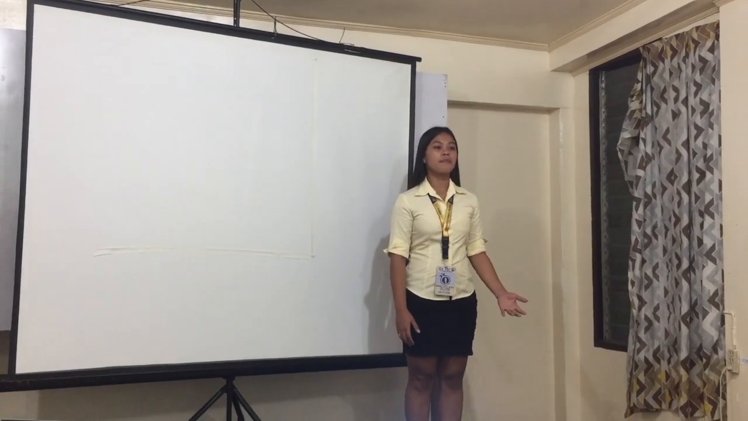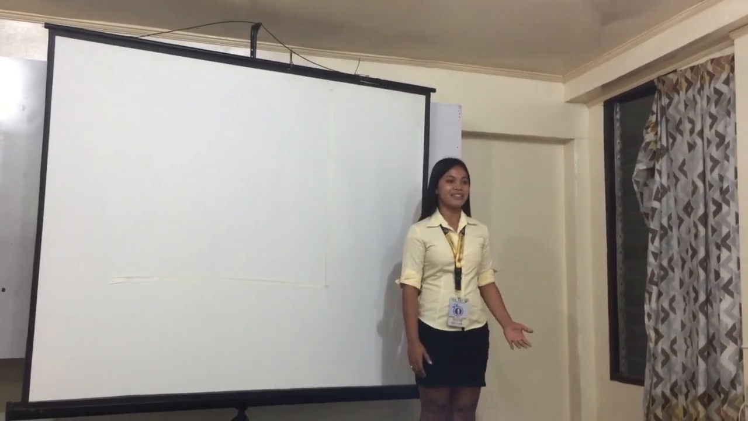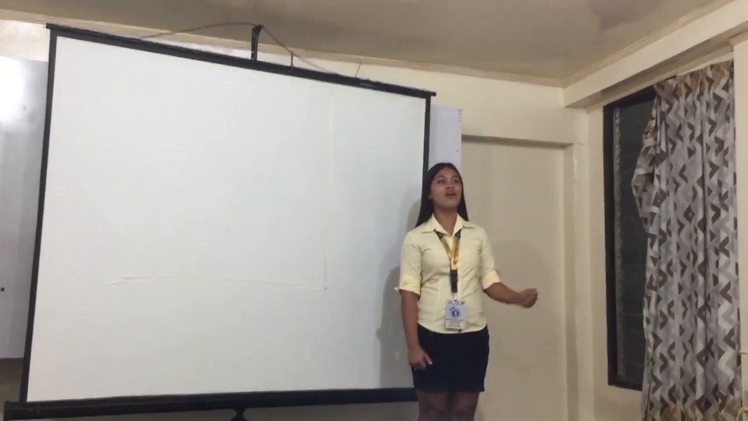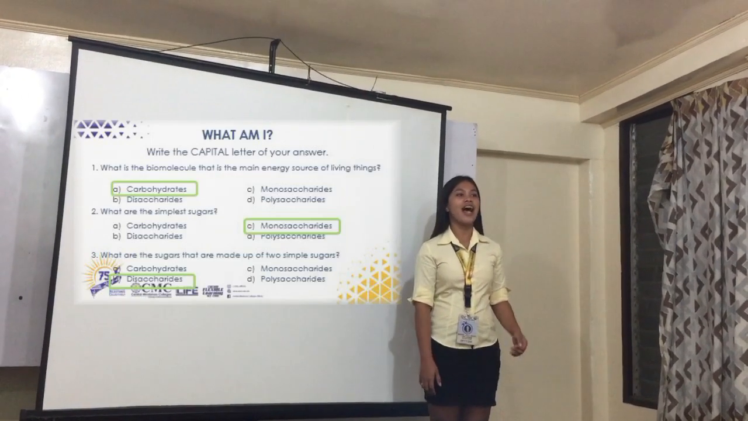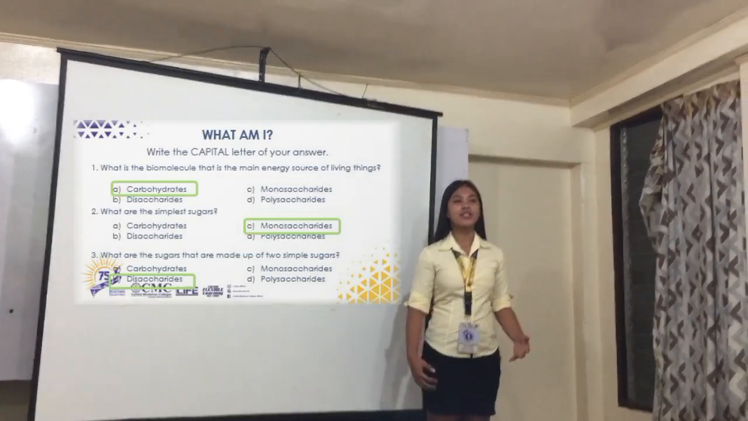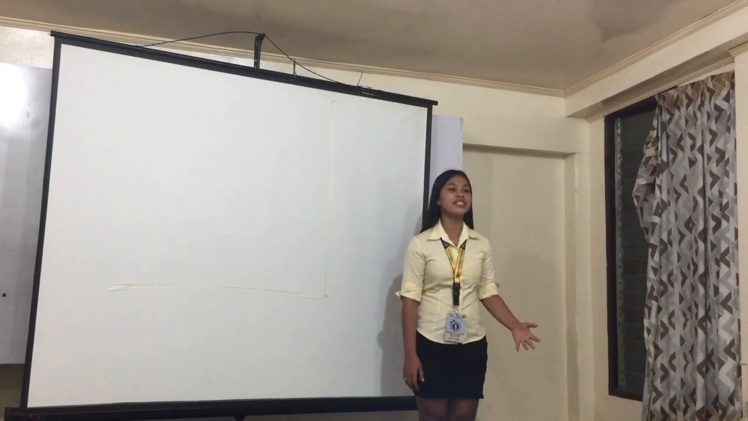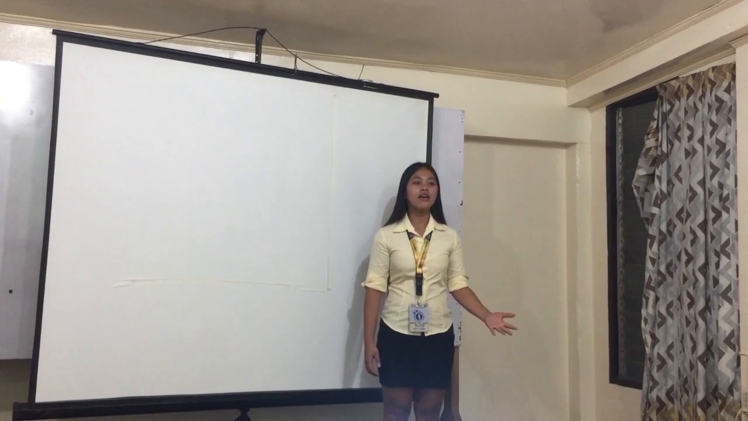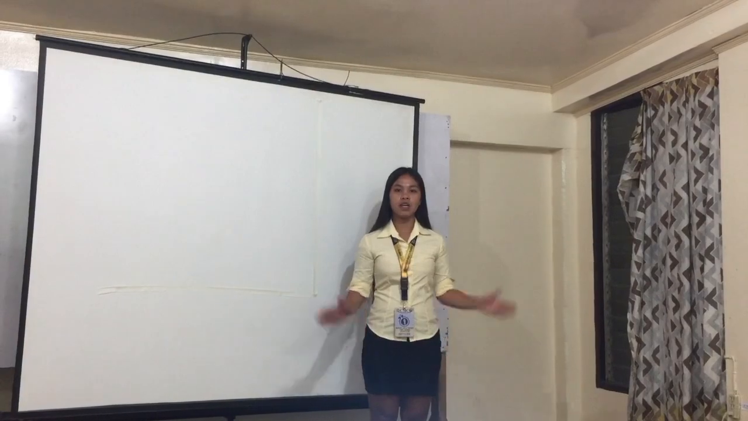Okay, let's check part 1, and part 2 I will check later. Exchange papers with your seatmates. For number 1, the answer is carbohydrates. Number 2, monosaccharides. And number 3 is disaccharides. And you're done. Kindly pass it forward without standing or making any noise. Good job, everyone. All of you got the passing score. Let's give ourselves a resounding round of applause.